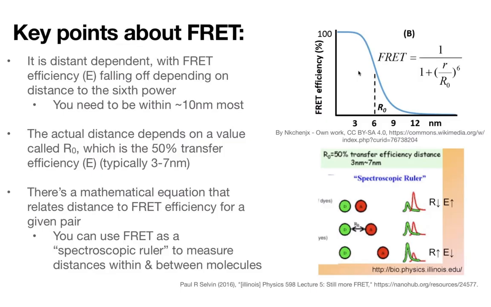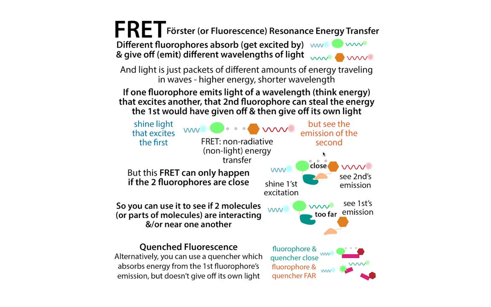FRET is super duper distance dependent. In fact, we can even consider it a sort of spectroscopic ruler, because there's this direct mathematical relationship between the distance between the molecules and the amount of FRET that you see. So by measuring the FRET efficiency, we're able to figure out the distance between the two fluorophores, the donor and the acceptor. If we put the donor on one molecule and the acceptor on the other molecule, what we have is intermolecular FRET, so between two molecules.